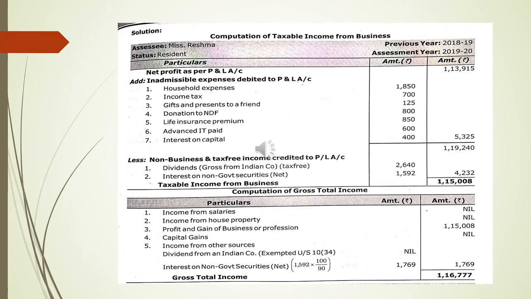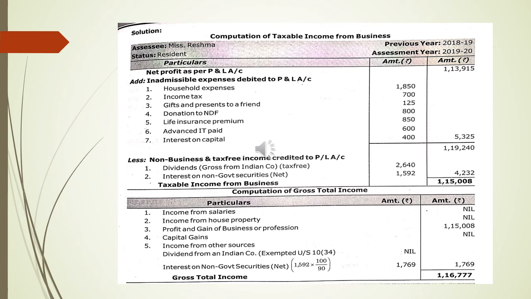When the profit and loss account is given, it is understood that the solution we have to calculate is especially business income. So to calculate the business income, we have to apply the format under the mercantile system of accounting. Net profit as per P&L account, add inadmissible expenses which are debited to P&L account. So those items which are debited to P&L account, which will be considered as inadmissible, we have to identify and then add it back.